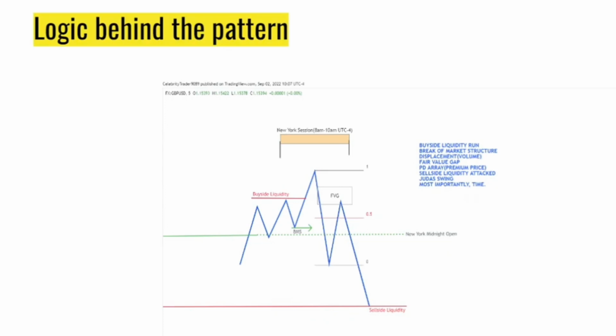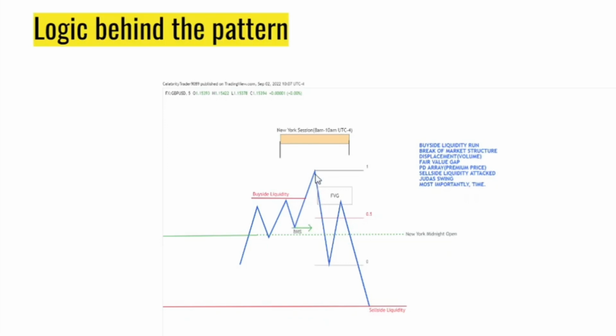This is me building up the storyline for you. What is the first storyline? Mark out the buy side liquidity, mark out the sell side liquidity, mark out the liquidity resting above here before this time. Now wait for that liquidity to be run inside this time frame, this New York morning session from 8 a.m. to 10 a.m. Once you see that happen, you want to see price come back into that range and then break structure.